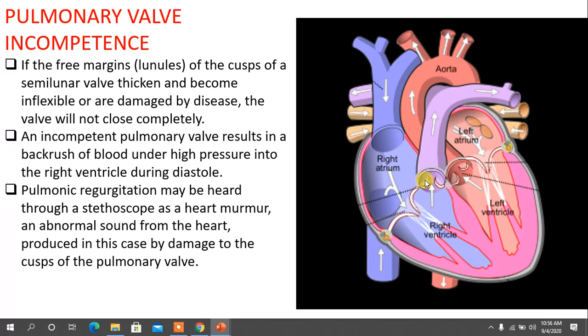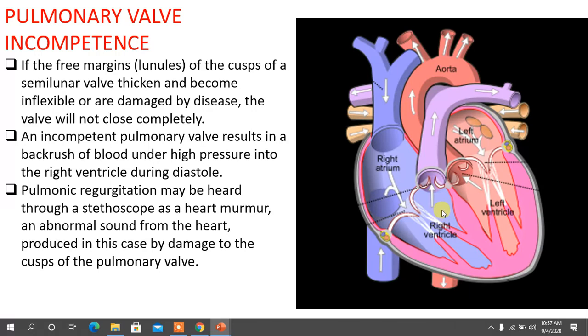Pulmonary valve incompetence. Now here the valve is not stenosed but incompetent. So when there is diastole of the right ventricle, the blood will tend to come back from the pulmonary artery into the right ventricle during diastole. So again there will be increased pressure over the right ventricle and that will hypertrophy.